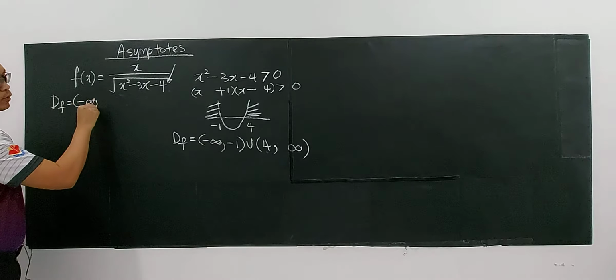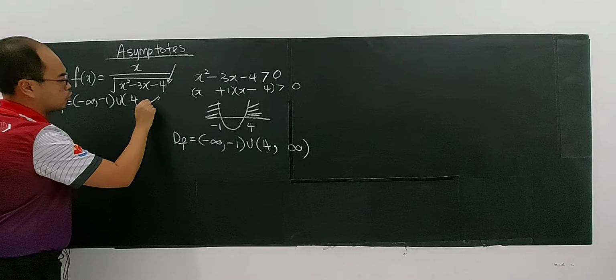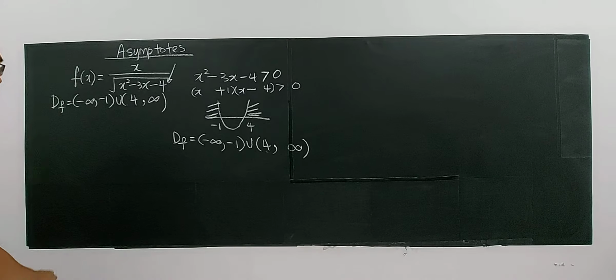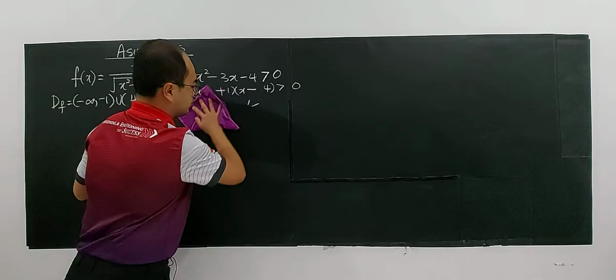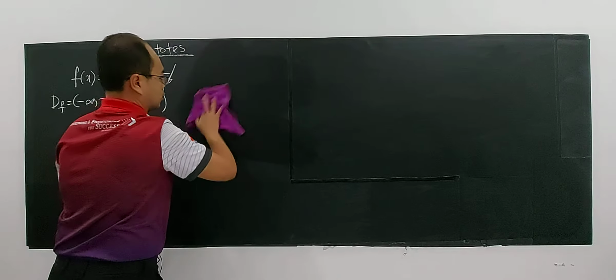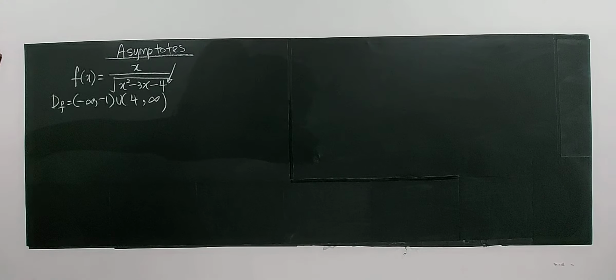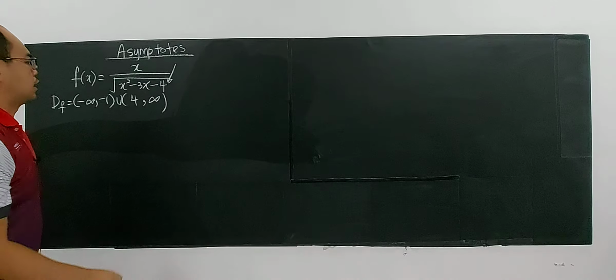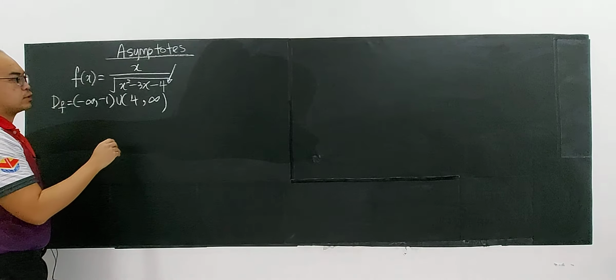So you have to consider the domain for this case. The domain means the value of x that can be accepted. Now I'm going to erase this. This is the knowledge of functions, but how do we use it in finding the vertical asymptotes?